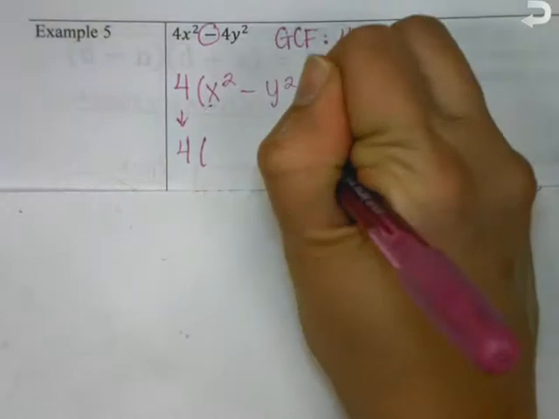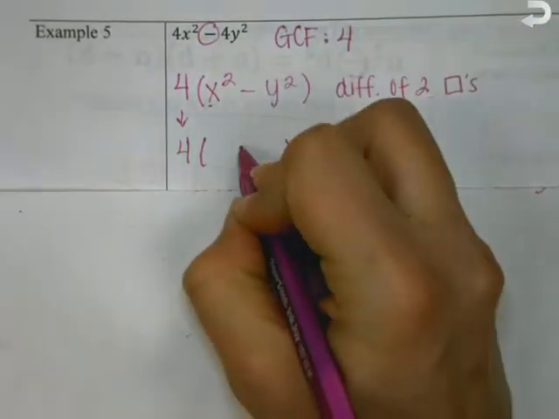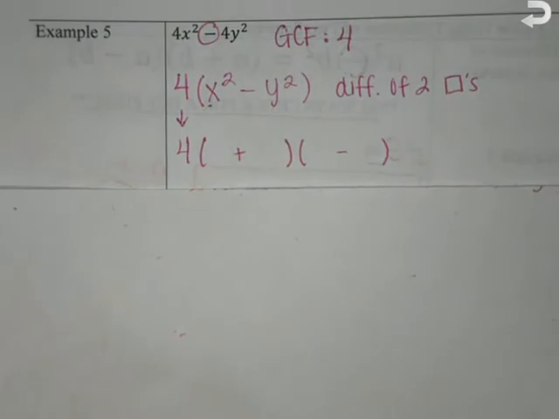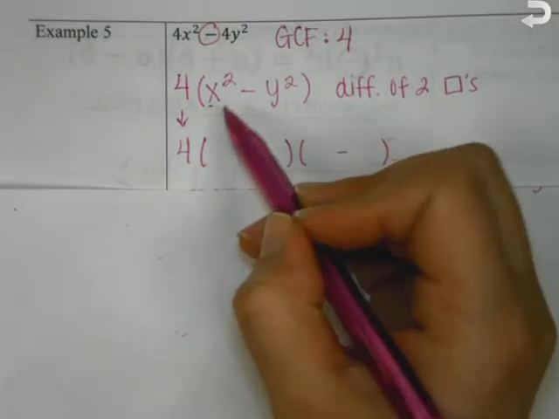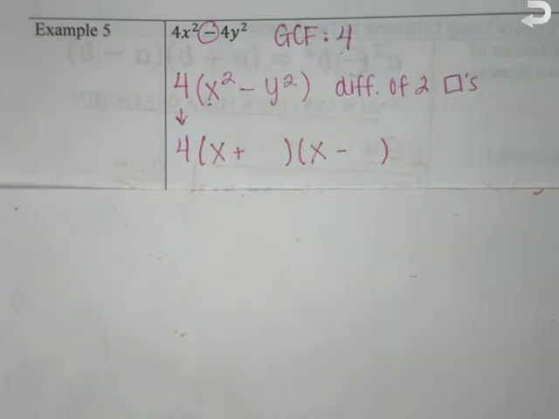What's the square root of x squared? X. So x goes in the first blank. And then what's the square root of y squared? Y. So y goes in the second blank. And that's your answer.